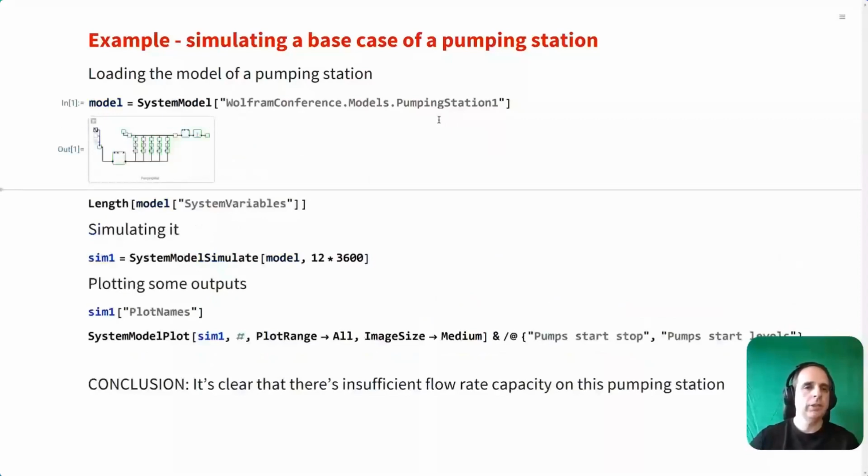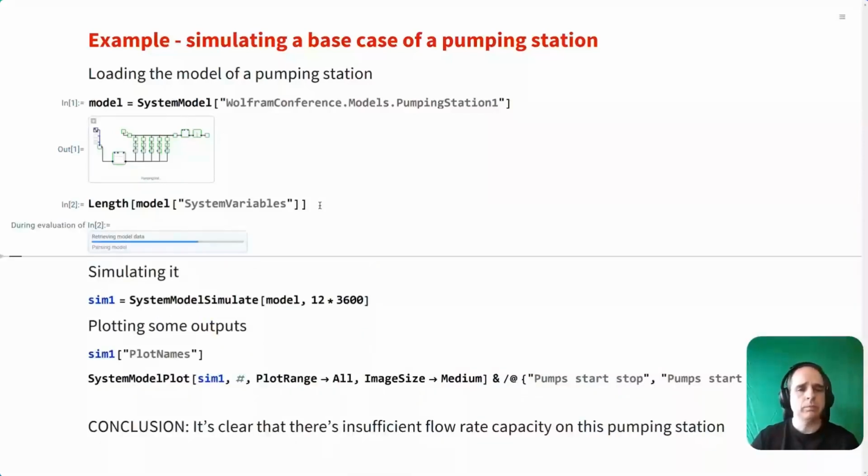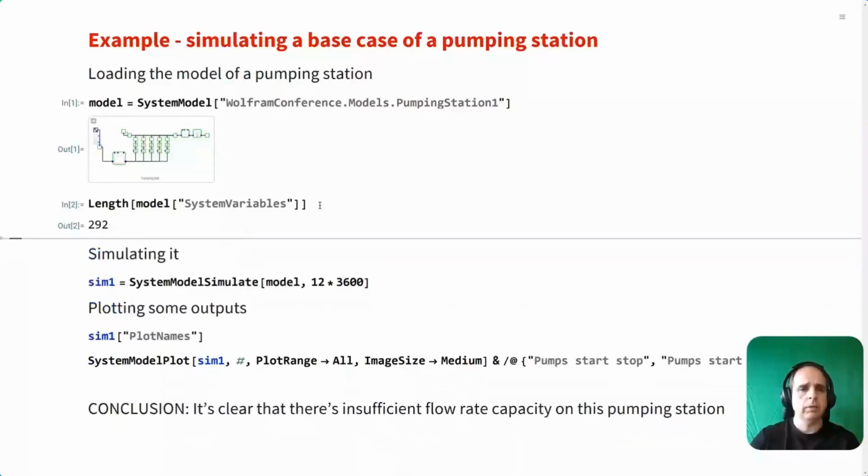So as you can see on the image, it's a very small image, yes, but we have an inflow, and then we have a tank from which 5 pumps take out water, and they pump it to another tank further downstream. It's a relatively small model. It has around 300 variables.